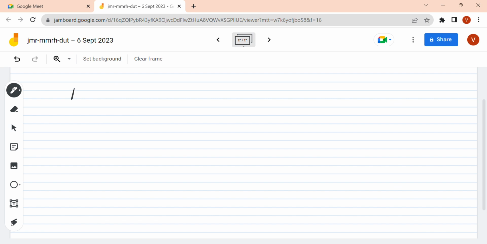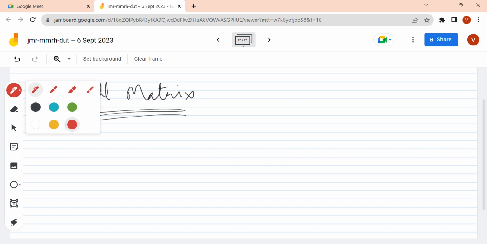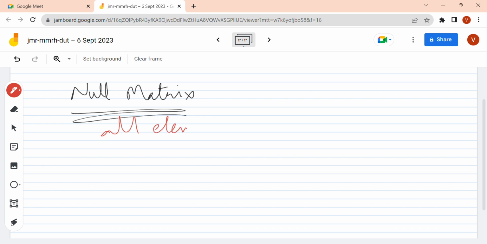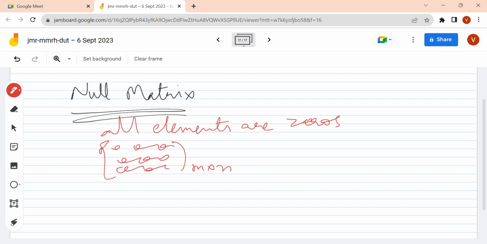Now here comes our null matrix. What do you mean by null matrix? Null matrix is nothing but all elements are 0, because there are no elements in this matrix. That means an m by n matrix whose elements are zeros will be getting zeros only.